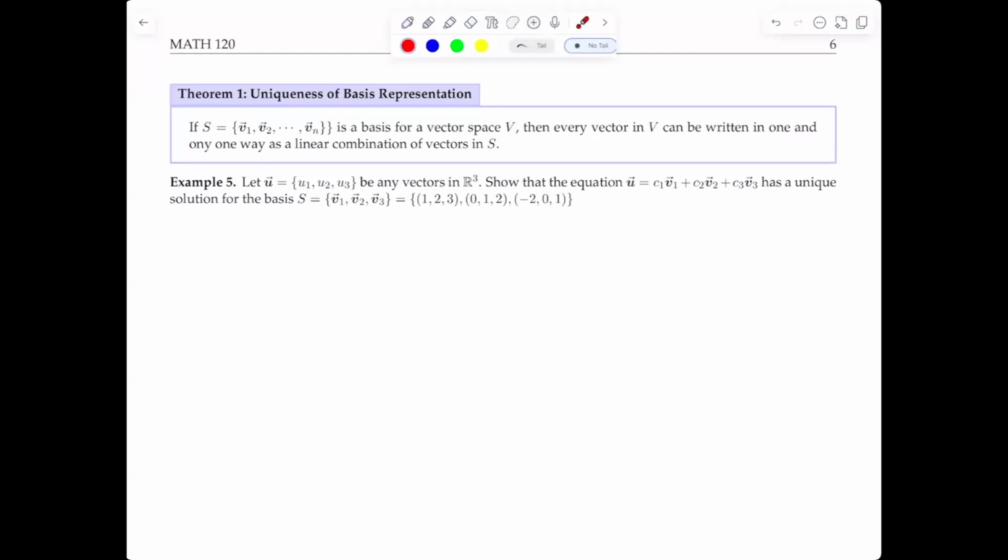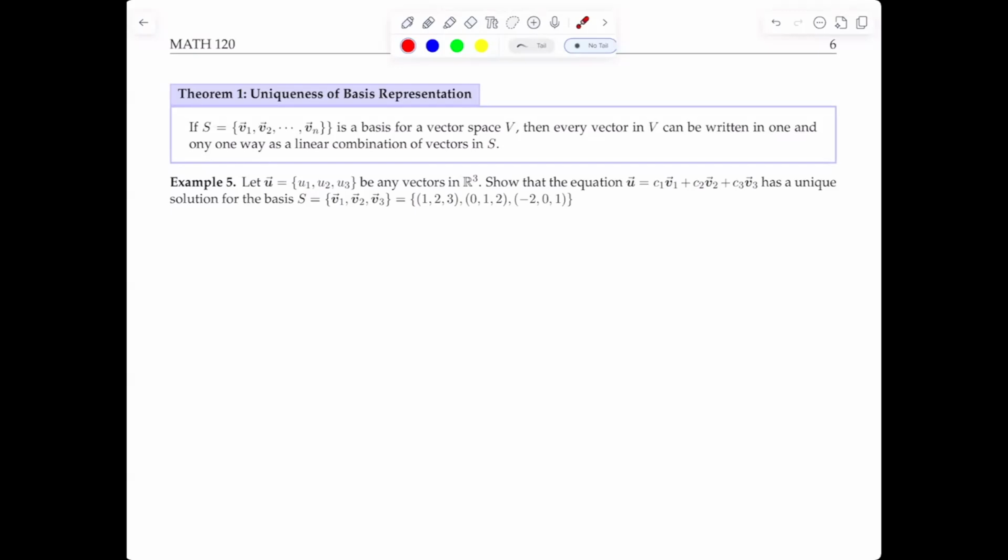All right, so the theorem that we're going to look at is the uniqueness of basis representations. We're not going to prove that, but we're going to work on an example very similar to what you have seen before, just to show a different perspective on the procedure that we did in the first 4 examples. So we're going to show that the equation u equal to C1 V1 plus C2 V2 plus C3 V3 has a unique solution for the basis.